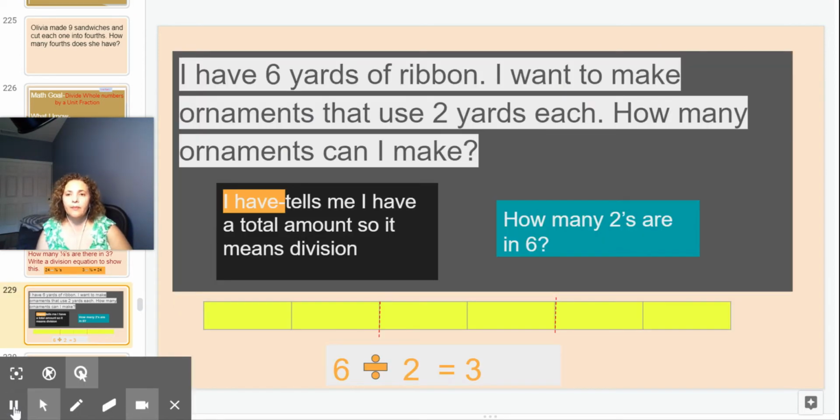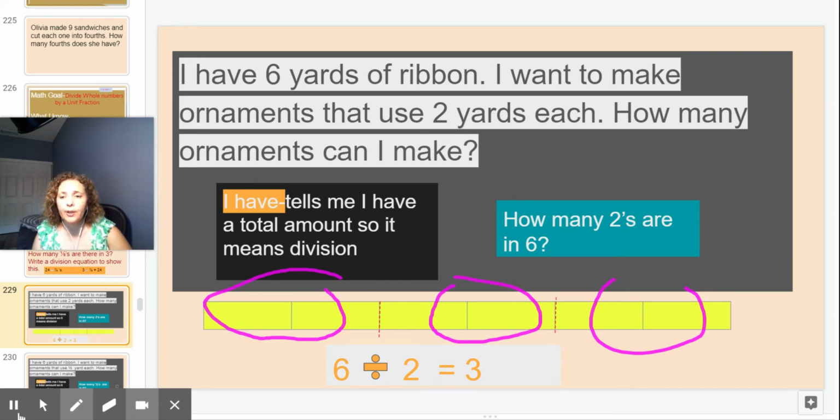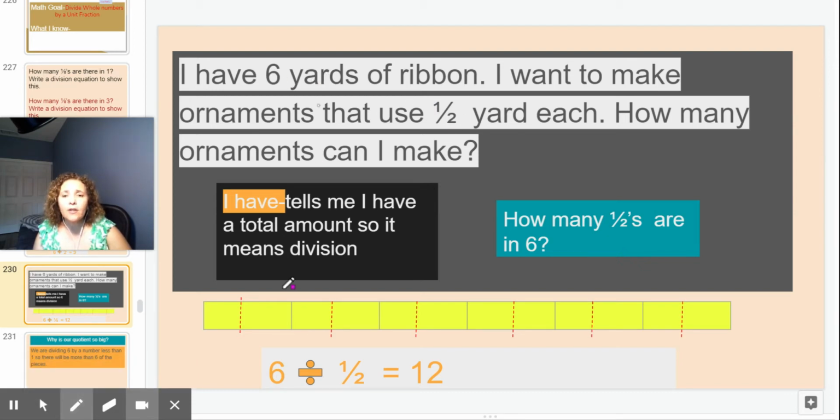All right, I'm just going to show you this one really quick. Remember, this is the one we did yesterday, having 6 yards of ribbon, and you want to make ornaments 2 yards each. What did we do? We split them up into groups of 2, because I'm saying how many 2s are there in 6, and I got 3 groups, or 3 ornaments. Now I'm going to look at the exact same problem, but now I'm going to use unit fractions. So I still have my 6 yards, 1, 2, 3, 4, 5, 6. But now I want to make ornaments that use a half a yard each. How many ornaments can I make?